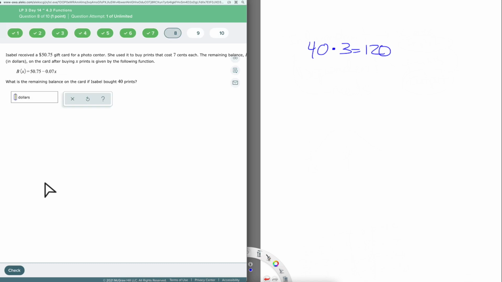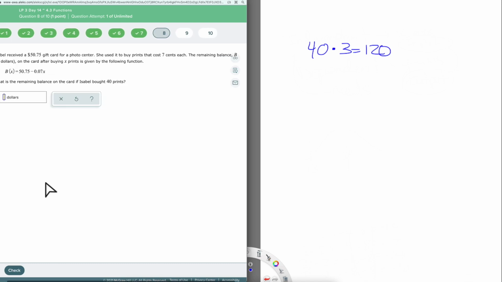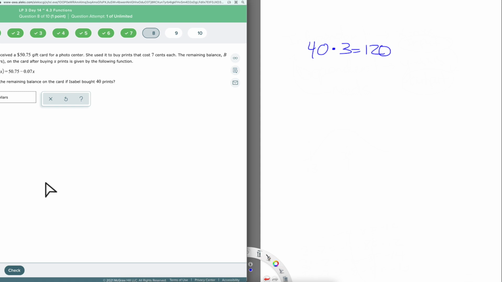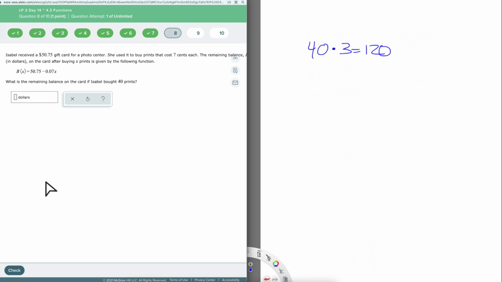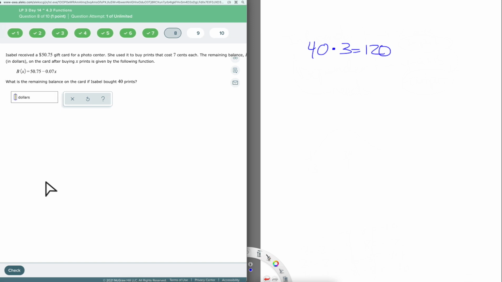All right, let's see. Next one. Isabel receives a $50.75 gift card for a photo center. She used it to buy prints that cost 7 cents each. The remaining balance B in dollars on the card after buying X prints is given by the following function. So they broke this down again. They told us what these mean, instead of just giving us an equation and saying plug in a number.